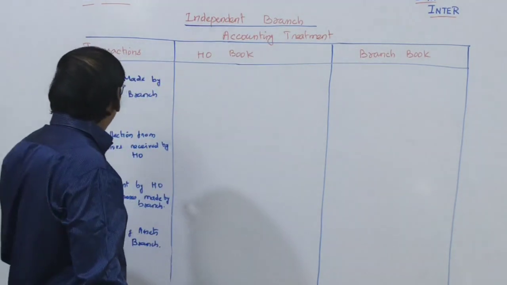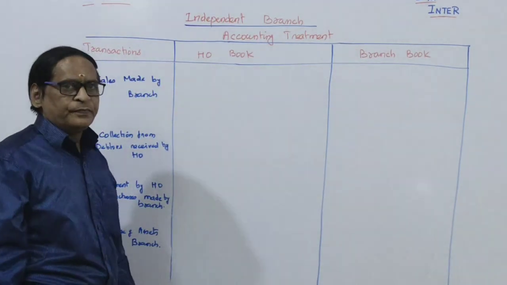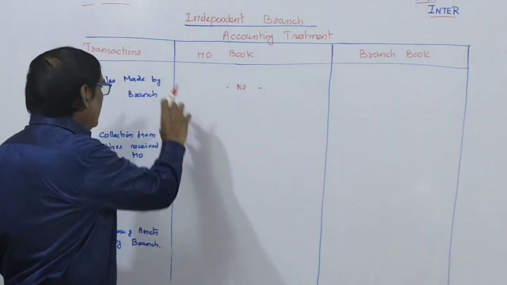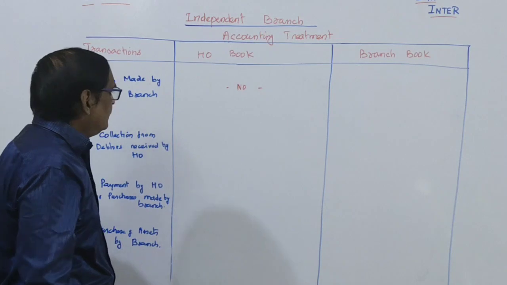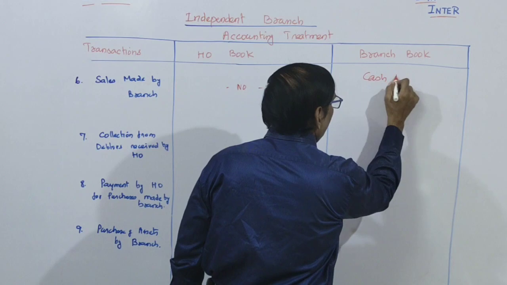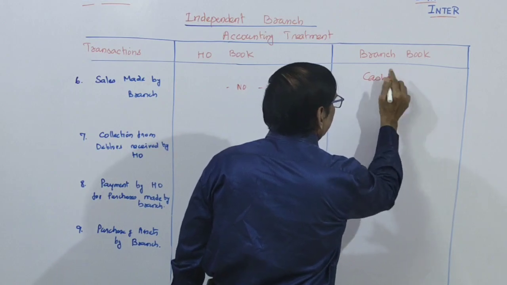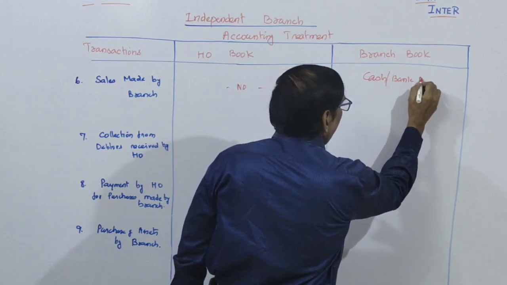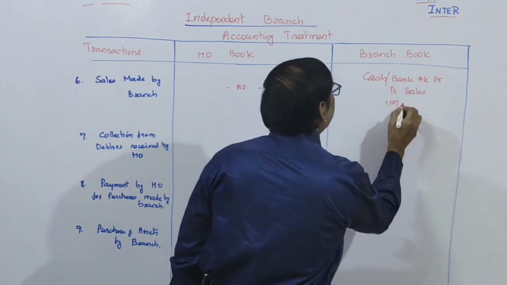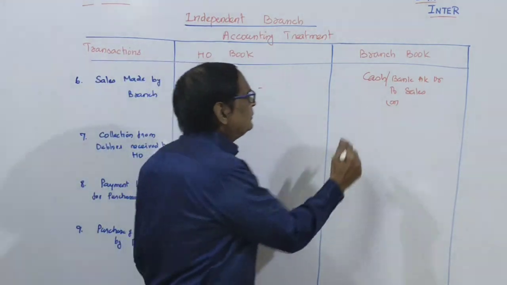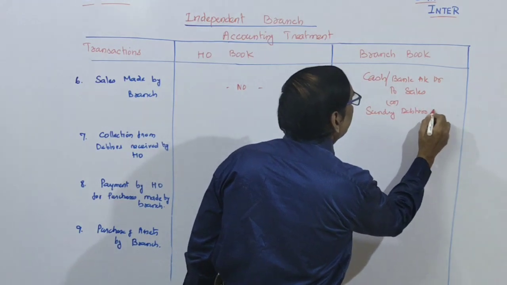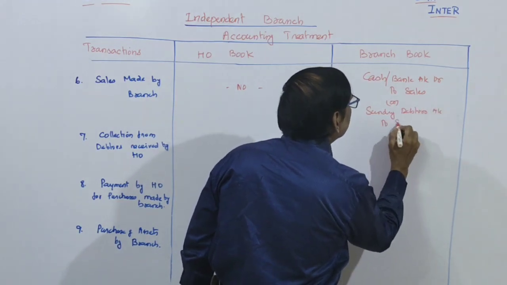Next transaction, sales made by branch. So there will be no entry here in head office book, because the sales are directly made by branch. If it is a cash sales, what will be the entry? Cash or bank account debit to sales. Clear? If it is credit sales, then sundry debtors account debit to sales.